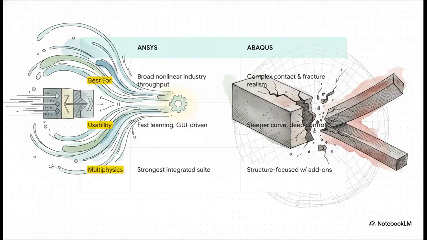And they both have their own strengths. ANSYS is often the go-to for its speed and its amazing ability to combine different kinds of physics in one simulation, like how structural stress and fluid flow interact. Abaqus, on the other hand, is really the king when it comes to super complex stuff, like fractures and extreme deformations. It gives specialists this really deep level of control.